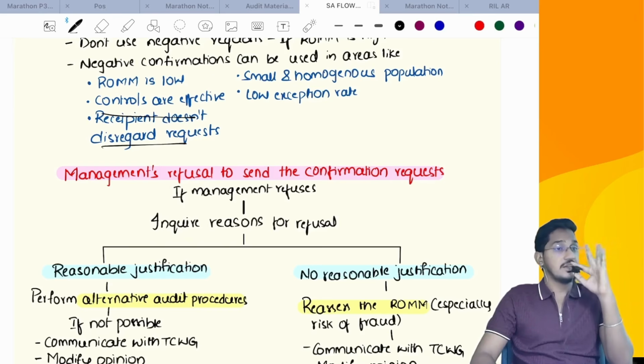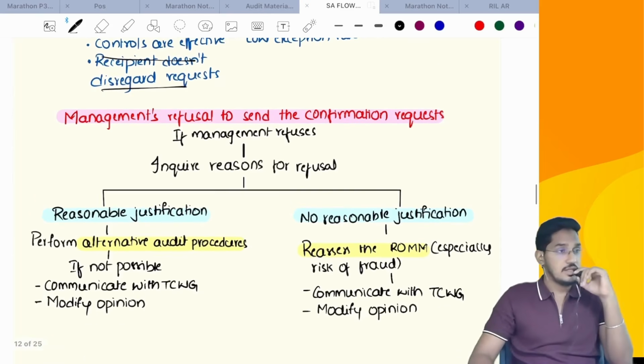First, you should understand the reasons why they are stopping you from sending that external confirmation. Why are they stopping you? Get the reasons. If there is a valid justification, what you do is try to perform alternative audit procedures. If you are unable to perform alternative audit procedures, you will give a modified opinion.